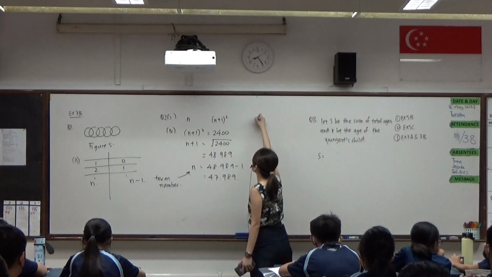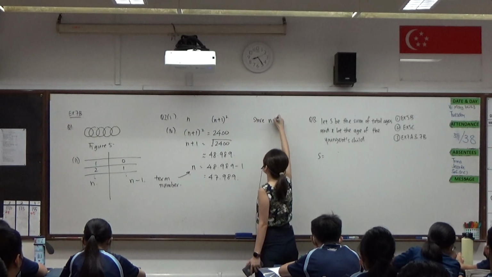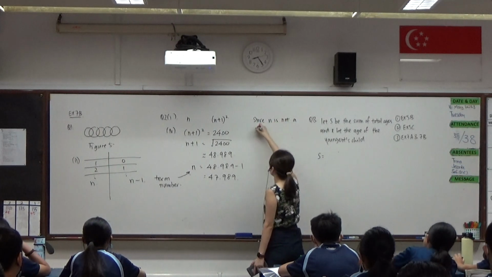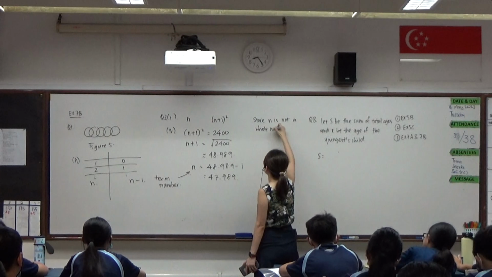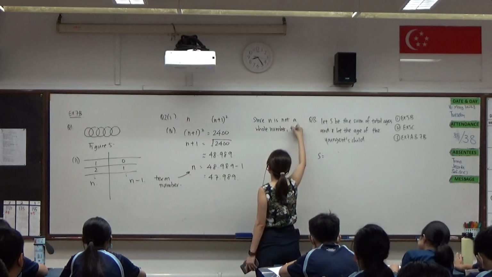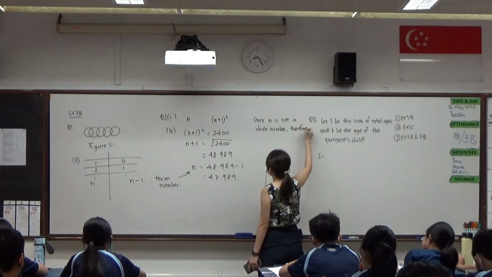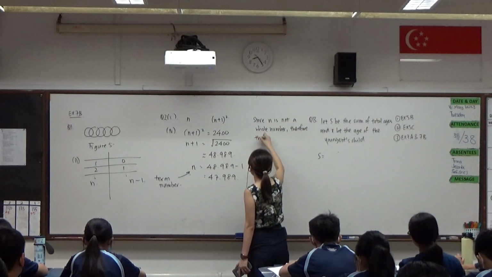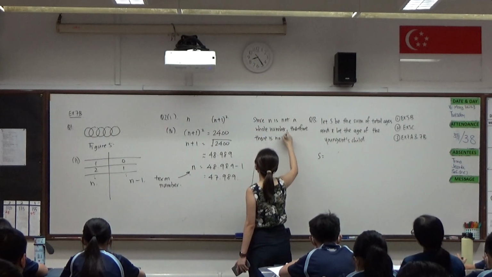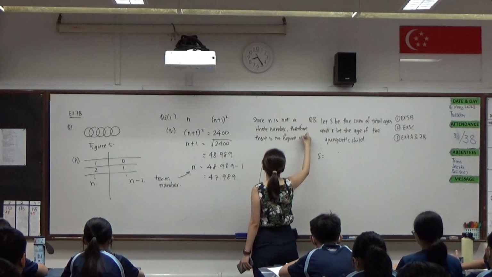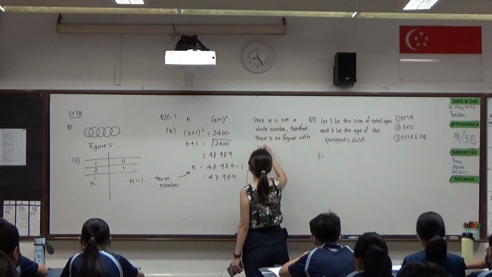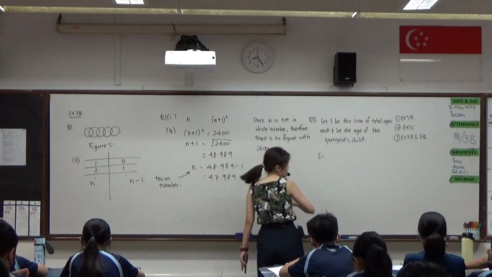And then you conclude to say that since n is not a whole number, therefore there is no figure with 2,400 small triangles.